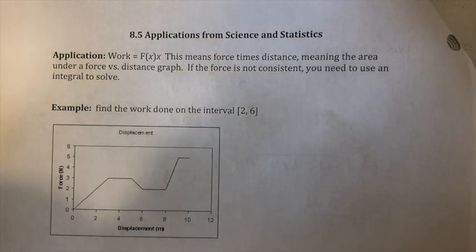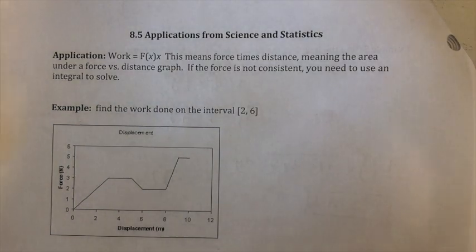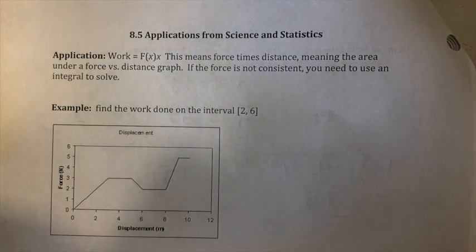Okay team, this is the last lesson from chapter 5, and after that we're doing one lesson from chapter 9, so the end is in sight. This one's applications from science and statistics, so we're going to look at some bell curves, some science applications, so kind of just an example of each of the different types of stuff that you're going to see.